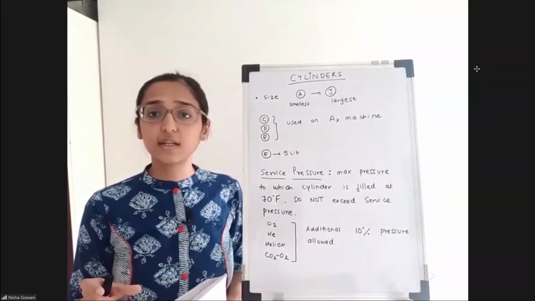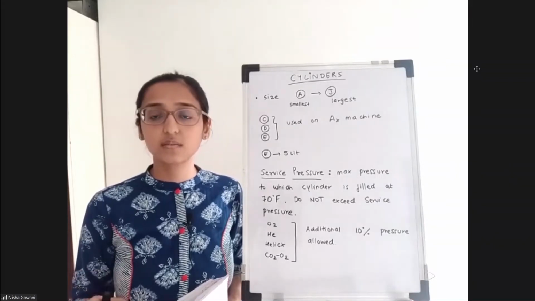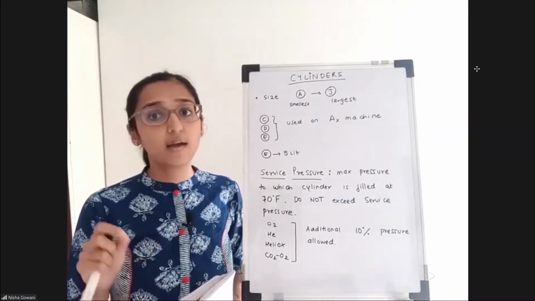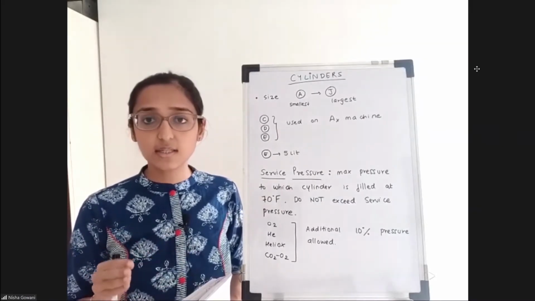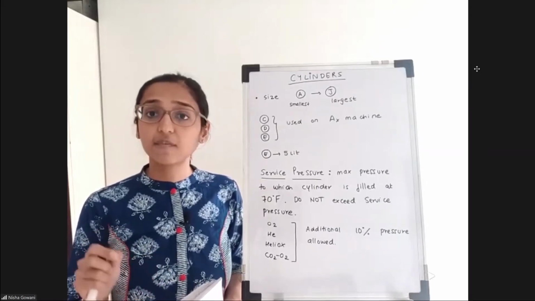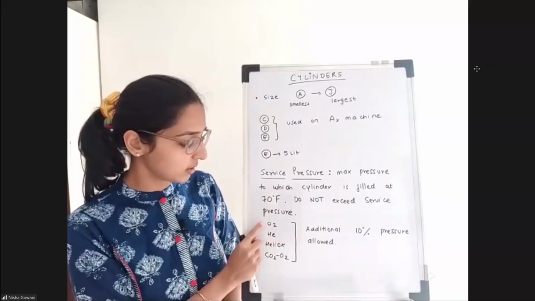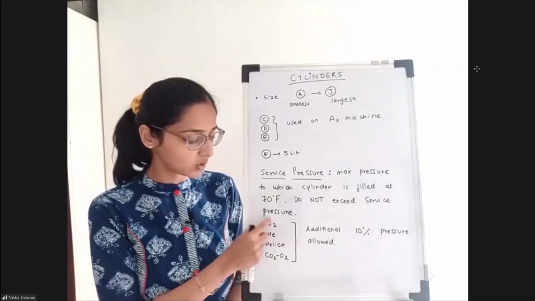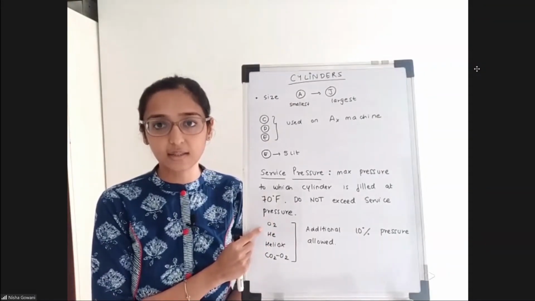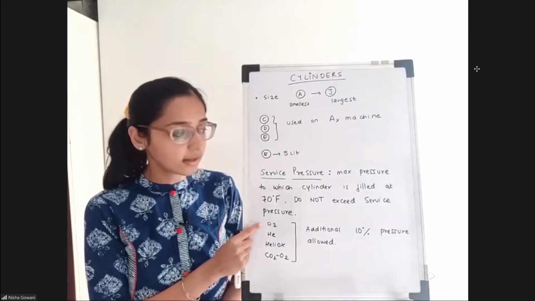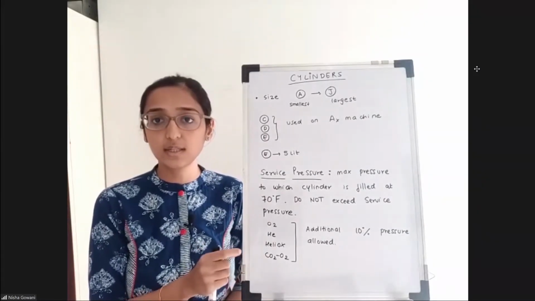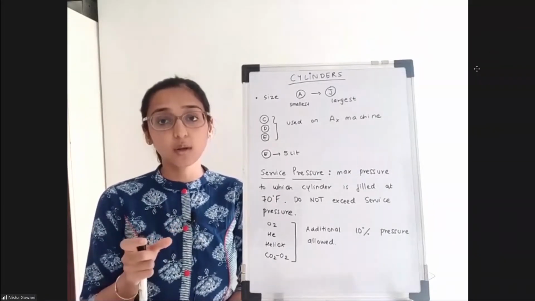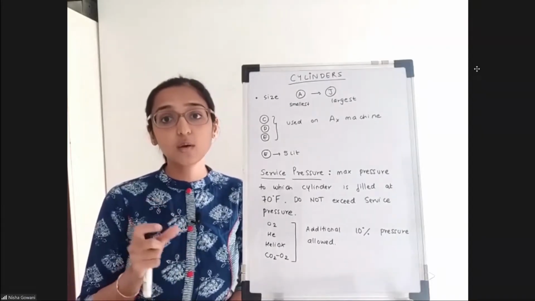These cylinders are filled up to a certain service pressure. So, what is the service pressure? It is the maximum pressure to which you can fill this cylinder at 70 degrees Fahrenheit. You cannot exceed this service pressure, except for the oxygen cylinder, helium, heliox, and carbon dioxide. Mainly of concern is the O2 cylinder, because we use it in our daily practice. For the oxygen cylinder, an additional 10% pressure can be filled. The oxygen cylinder is filled up to 1900 psi, but 10% more can be filled in it, so sometimes it is filled up to 2200 psi.